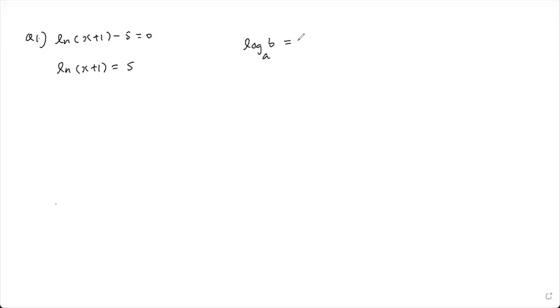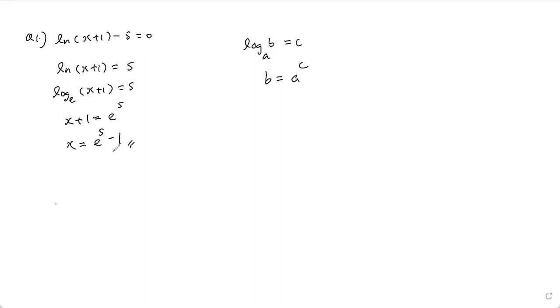log base a of b equals c, right? If you remember, we actually used this rule in some of the previous videos. b is equal to a to the power of c. ln is log base e. So if you relate to this rule, b is our x plus 1, a is e, and c is equal to 5. So x plus 1 is e to the power of 5. Subtract 1 from both sides, you get x equals e to the power of 5 minus 1. So that's our answer. If you want to know the value, you can evaluate using your calculator.